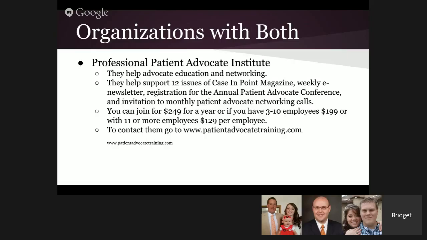So those two are important groups to know, and they are strictly advocacy. So they're not professional at all, because they don't really represent a profession. Now they represent an entity, a hospital, but that's not really a profession. So those are important to know.